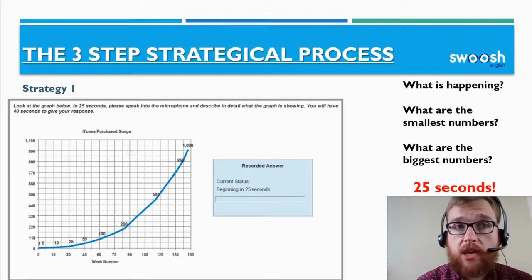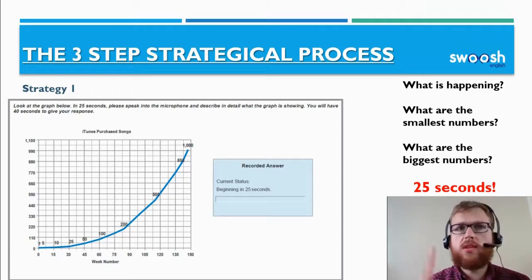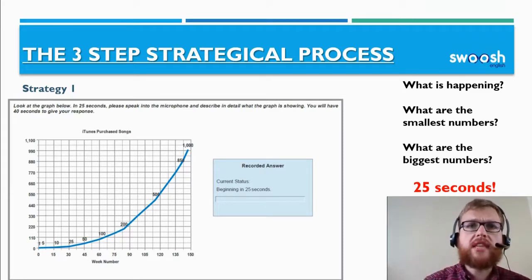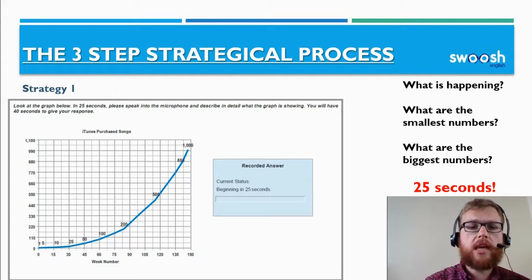So look at the information of the chart. What numbers do we have? What is the chart telling us? What does the y-axis tell us? What does the x-axis tell us? Do we see any trends that are happening in this chart? Furthermore, what are the smallest numbers and what are the biggest numbers? Because with these numbers, we will try and formulate our response.